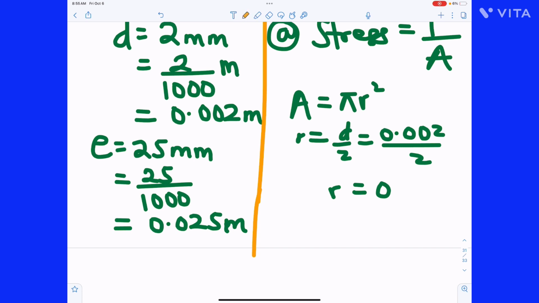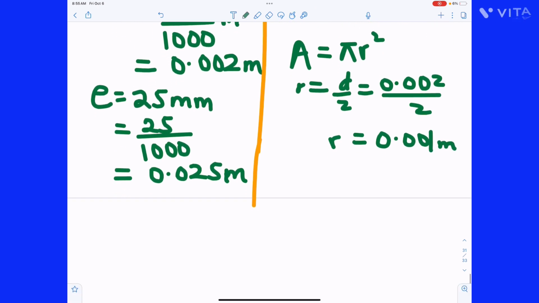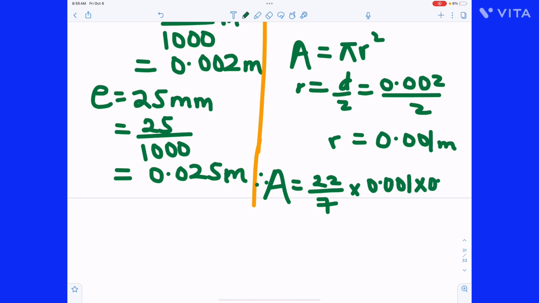So the radius is what? The radius is 0.001 meters. That gives you what? Area. Therefore, area will be 22 over 7 times 0.001 times 0.001. So press your calculator. What do you get?